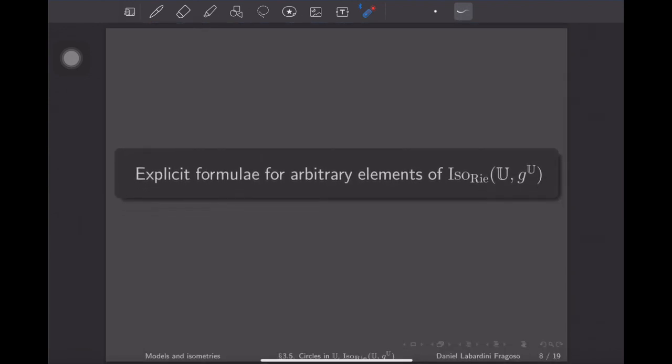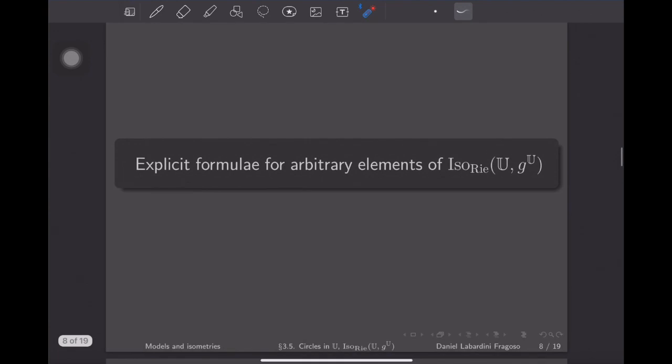Okay, so now let's move on to finally starting to study the full group of isometries, which is something that I didn't quite manage to do in the hyperboloid. If you remember, in the hyperboloid I only gave inclusions, and I only proved that certain groups, namely the orthochronous Lorentz group and the restricted Lorentz group, are contained in the group of Riemannian isometries of the hyperboloid, but I couldn't prove equalities. Now I'm going to be able to do it.